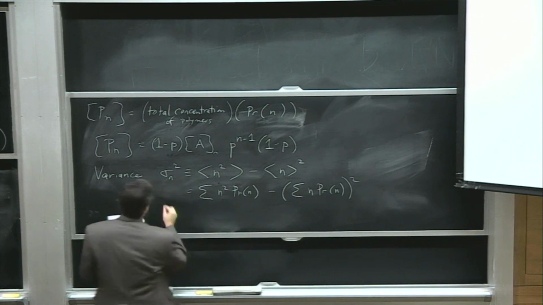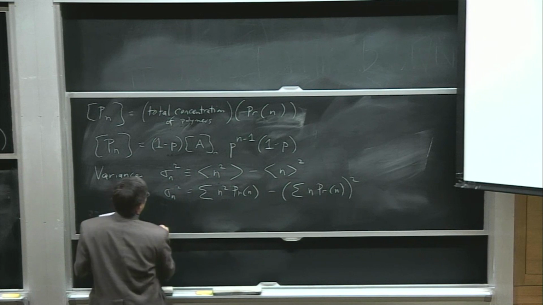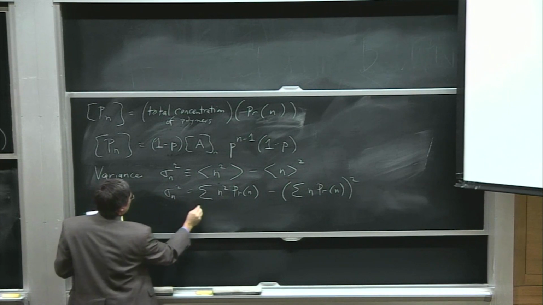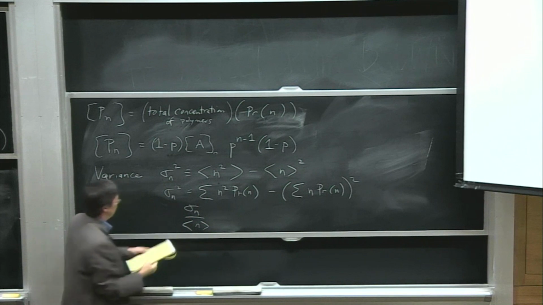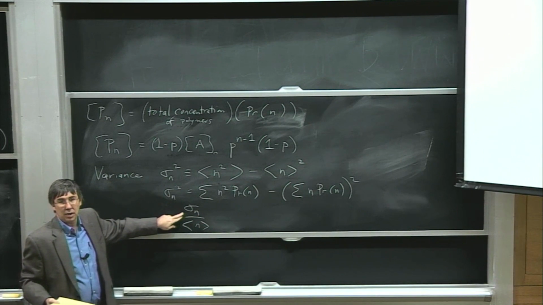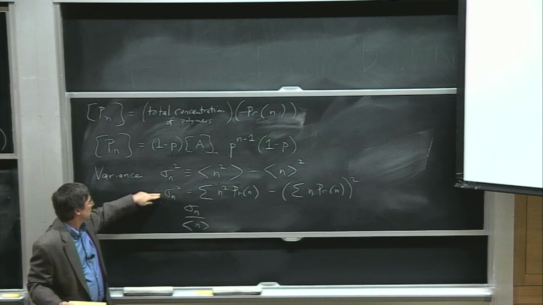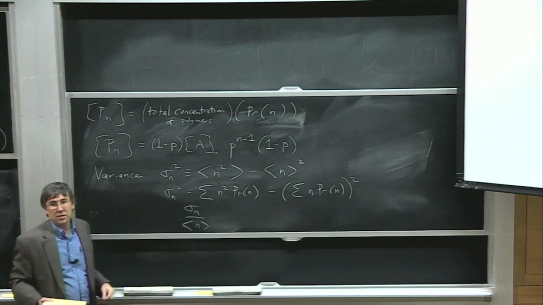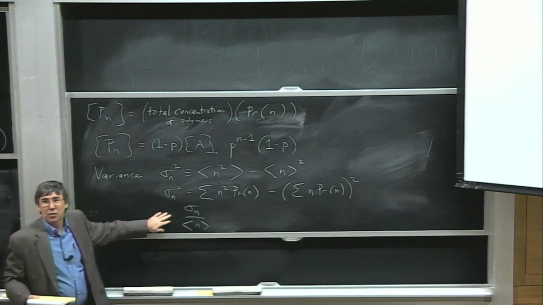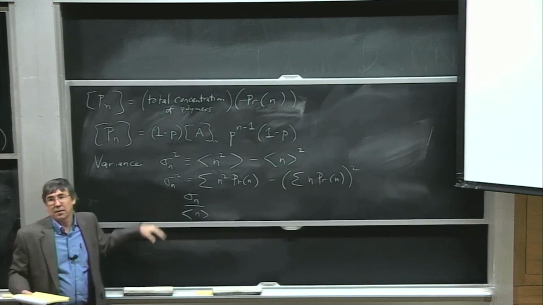all right. And a lot of times in the polymer field, what they'll do is take the square root of this and compare sigma n divided by the expectation value of n. This is a dimensionless number because sigma squared has dimensions of n squared, so sigma n has dimensions of n, and the ratio is dimensionless. And I think they call that the dispersity of a polymer.